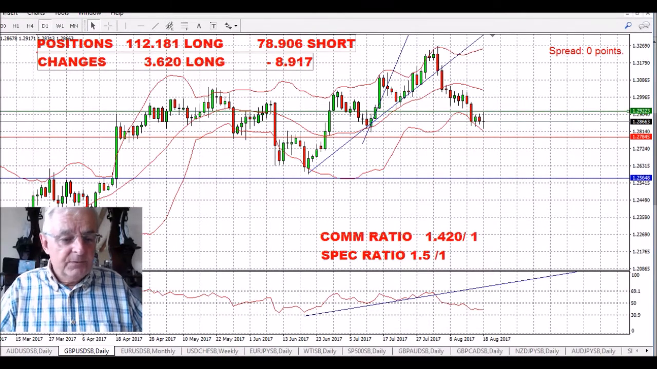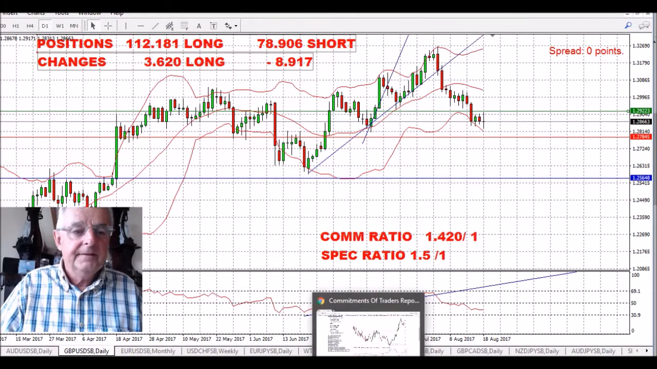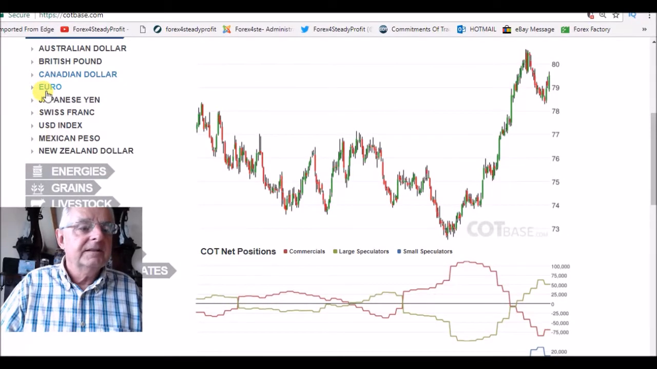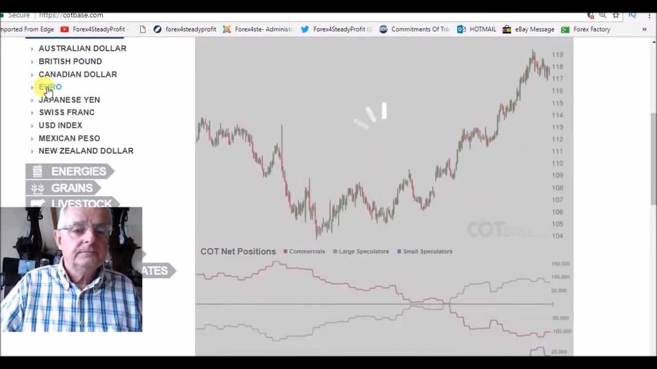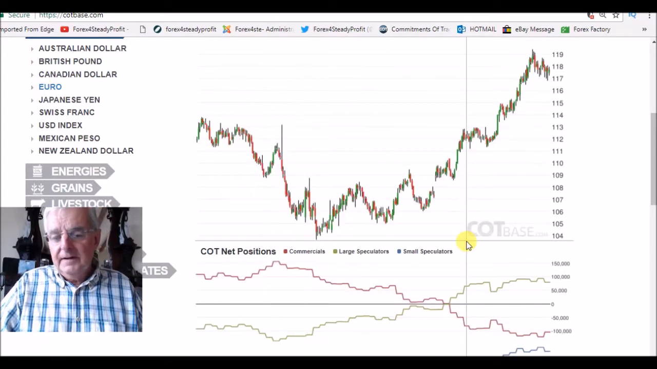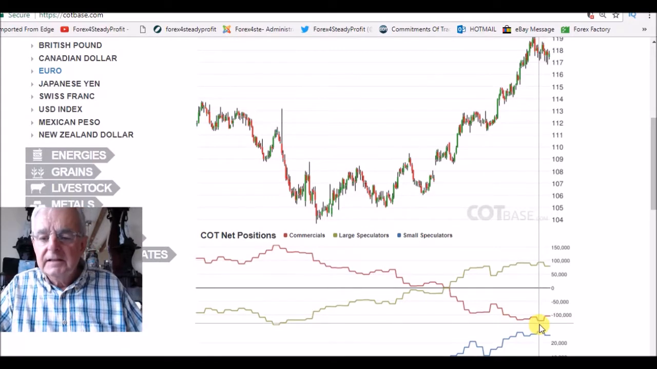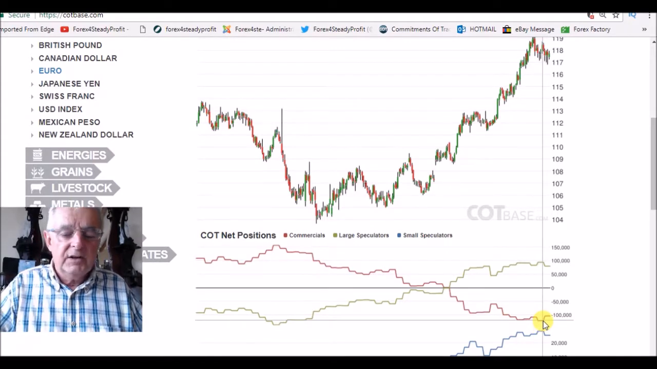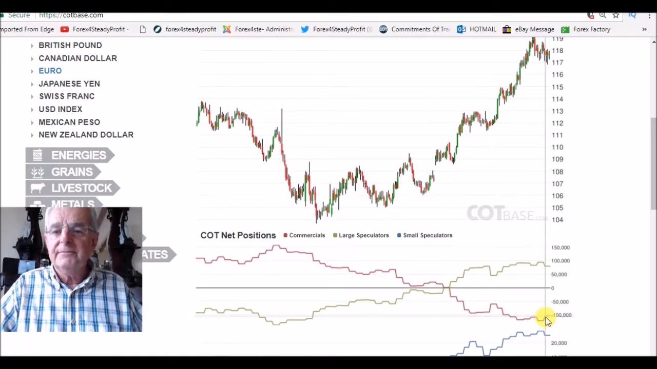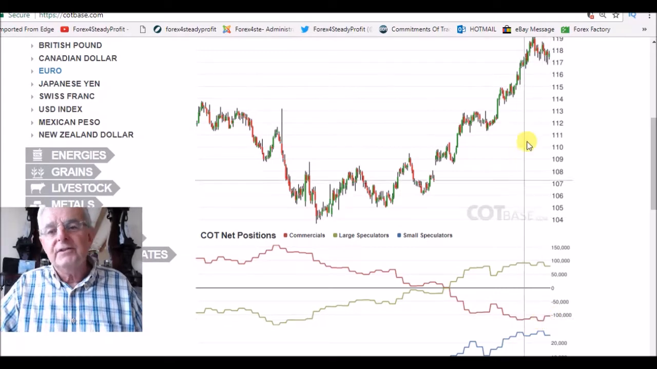And the next one I want to have a look at is the Euro USD. Wherever that is, that's just there. The Euro USD. Yeah. So basically, as we've come off the highs, the commercials have taken a little bit of profit. So I'm expecting this really to follow through.